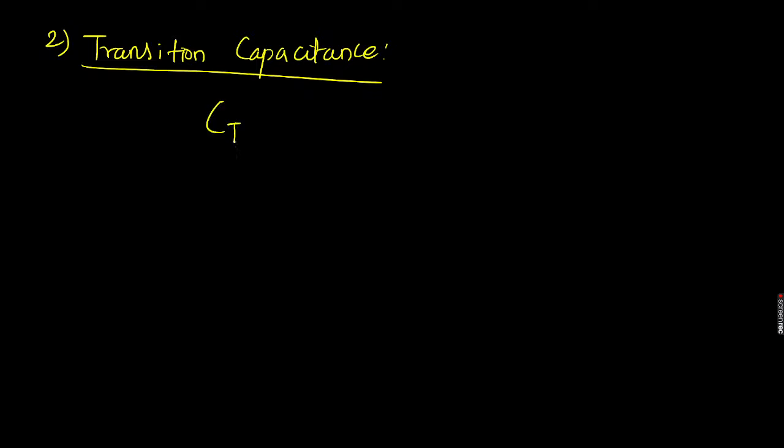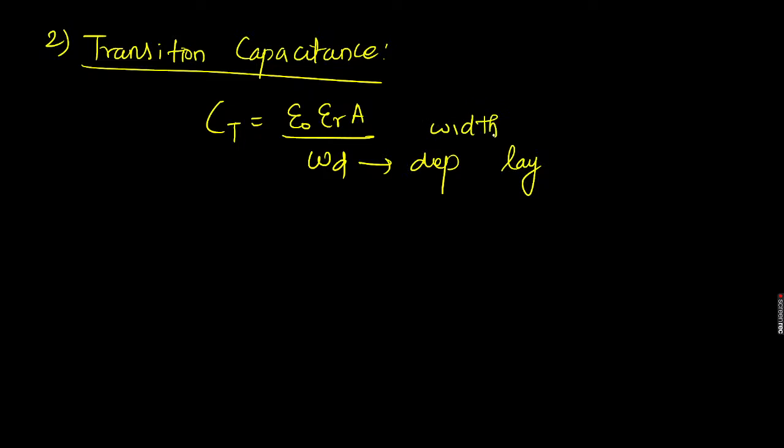Next let us discuss the second capacitance, that is transition capacitance. Let us revise it. Transition capacitance is Ct, which is equal to epsilon naught epsilon r A divided by Wd. Here Wd is the width of the depletion layer. The rest we know: area, epsilon naught, epsilon r, the relative permittivity and the permittivity of free space.